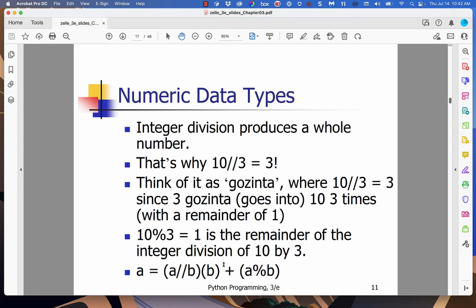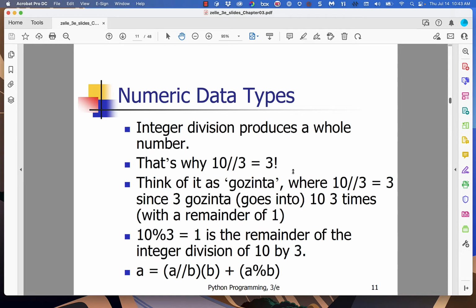So integer division produces a whole number. That's why 10//3 equals 3. Now, I want to point out that this exclamation point is not part of the code, it's part of the slide. Okay, so it doesn't equal 3 exclamation, it equals just 3. Think of it as it goes into where 10//3 equals 3, since 3 goes into 10 3 times with a remainder of 1. So we get the whole number answer and not the remainder.